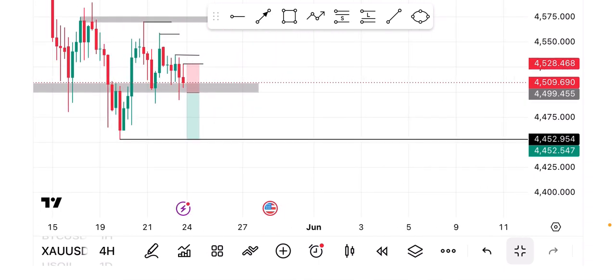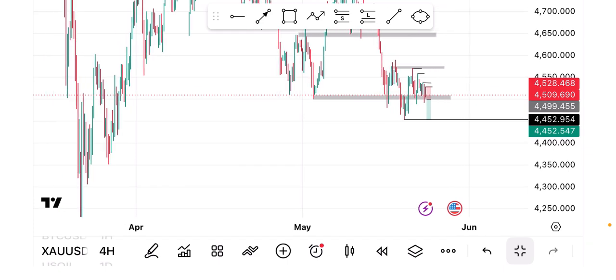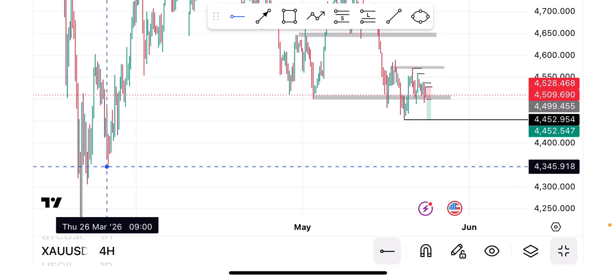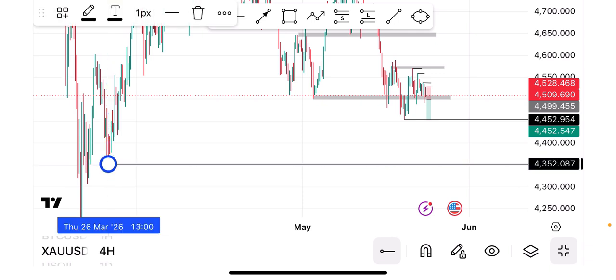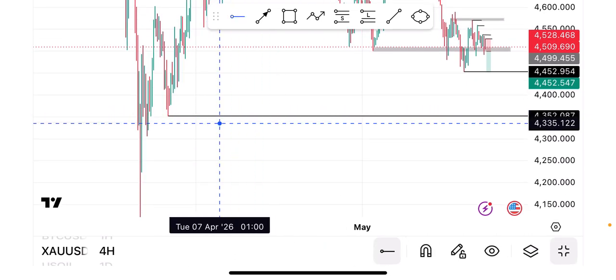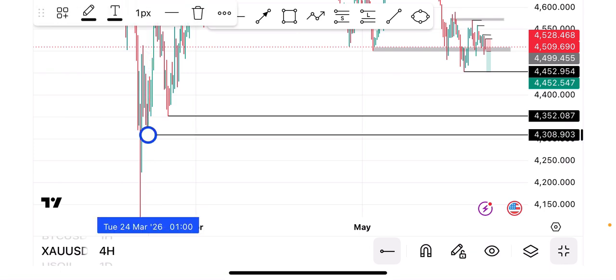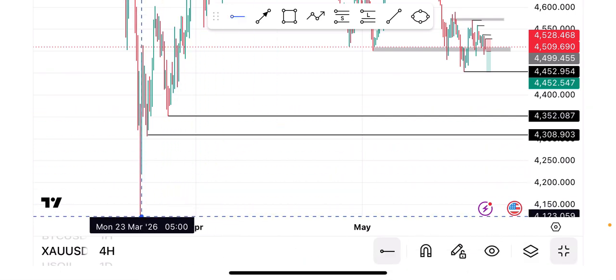So what you want to do is zoom out and then look for the next level of buys. So as we can see over here, we have this level of buyers, okay? Boom. And again, if we look closely, we have another level of buyers at this level. And then overall, we have this level of buyers at this level.